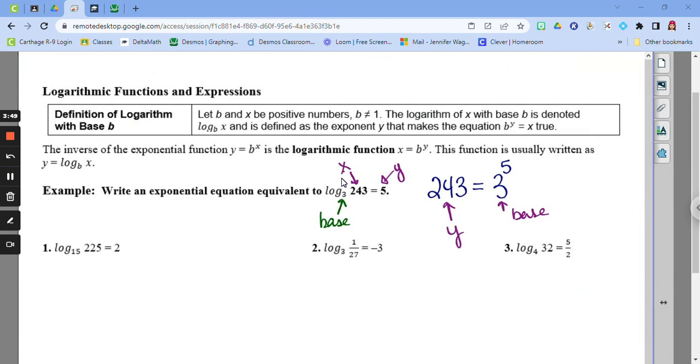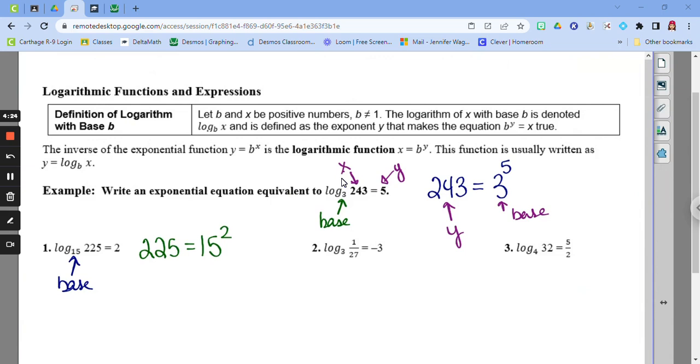So again, here's our base. Logarithms always equal the exponent. All right? So, 225 equals 15 squared. And that's true. 15 squared is 225.